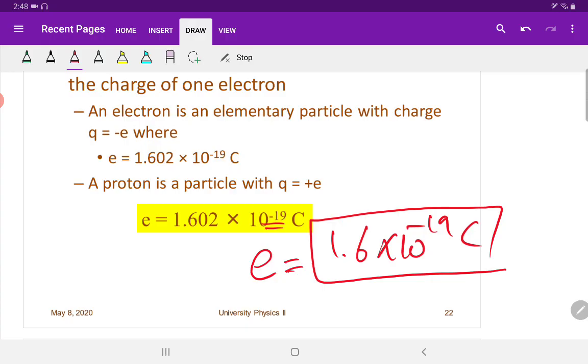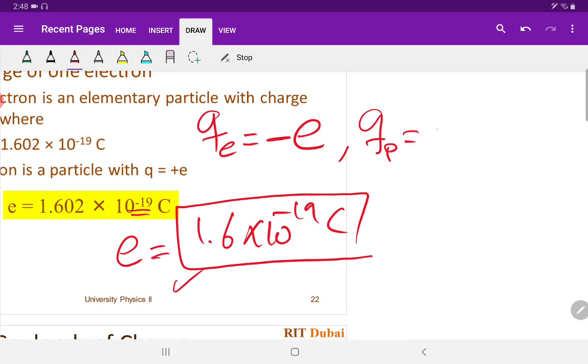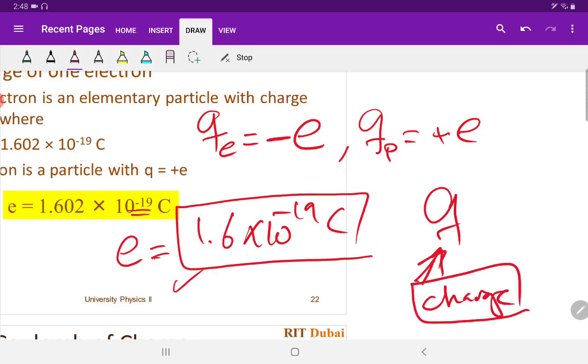Now, we talked about the positive charge and negative charge in the atom. The proton has the same amount as the electron but the opposite sign. So the charge of the electron, Q_e, is equal to minus e. The charge of the proton, Q_p, will be positive e. I will use the letter Q as a way to describe the charge. So the charge will be defined as Q.